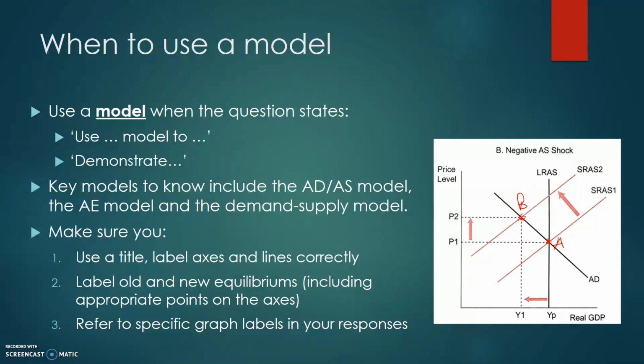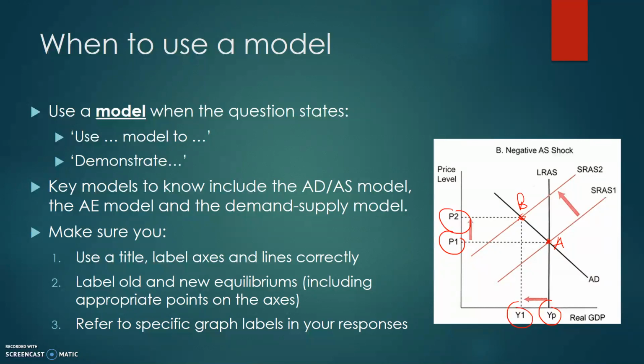And the second point about including appropriate points on the axis. So here I'm referring to the use of YP and P1 for equilibrium point A, and Y1 and P2 in equilibrium point B. These are key terms that you need to mention in your responses in order to maximize the usage of your model and therefore maximize your marks.